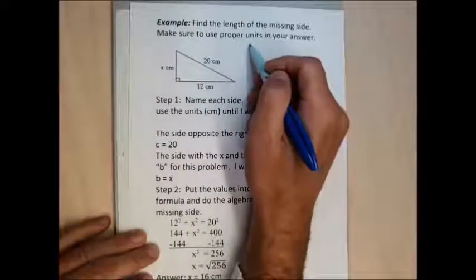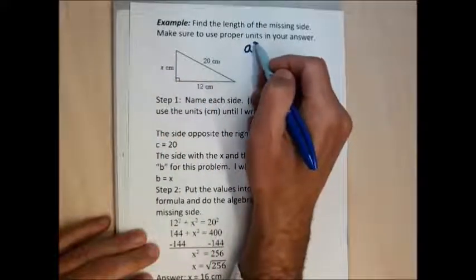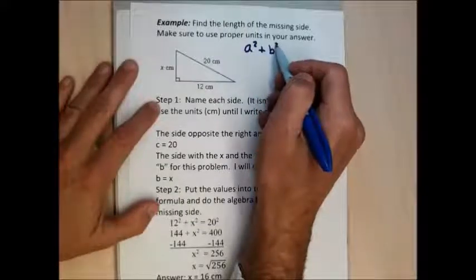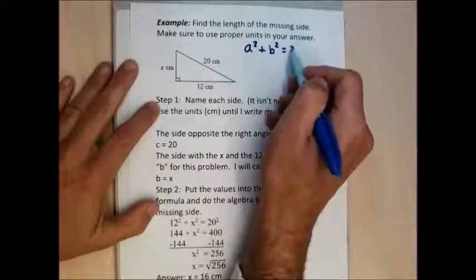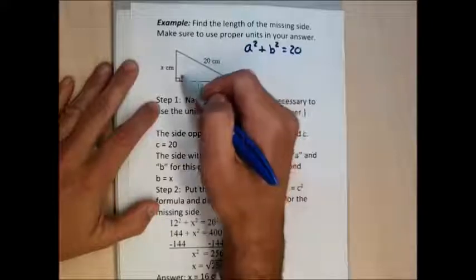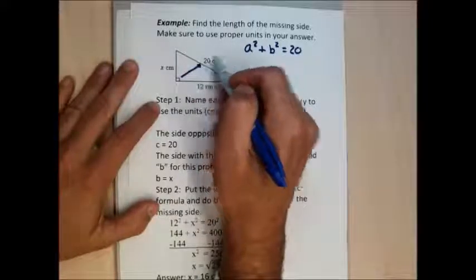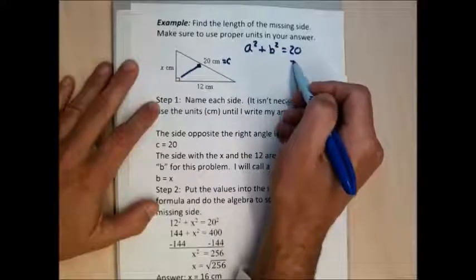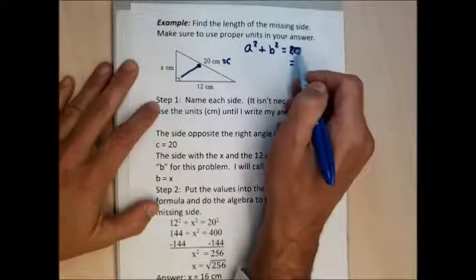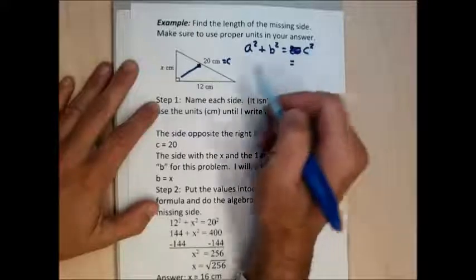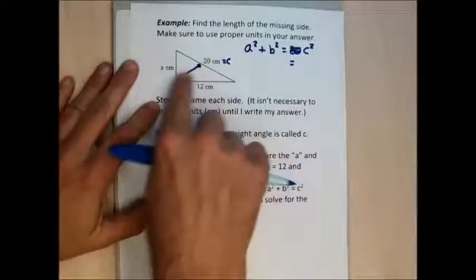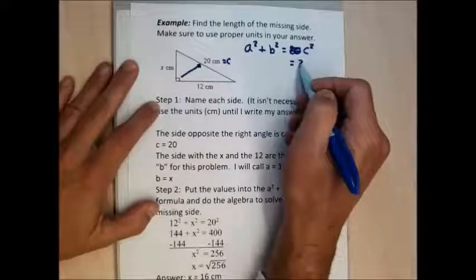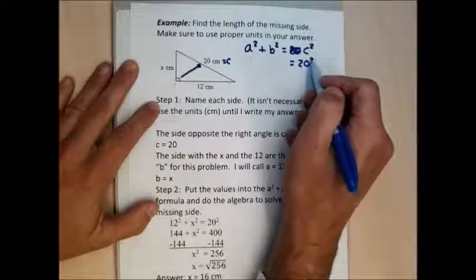So I'm going to use the Pythagorean theorem, and to use the Pythagorean theorem to find a missing side, I need to plug values in for A, B, and C. The side opposite the right angle is always the c. So I already put 20 in here, should be c squared. The side opposite the right angle is the c. On the right side of the equal sign, I need to put 20 squared because that's what the c is.